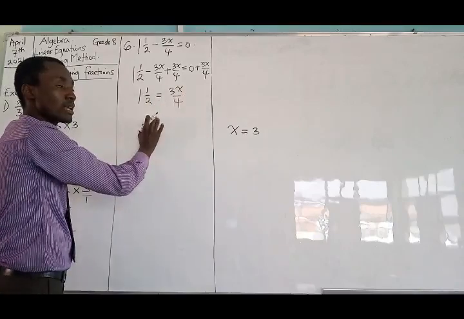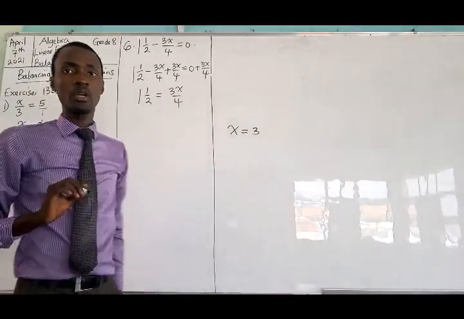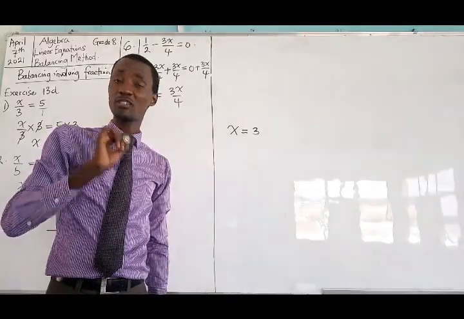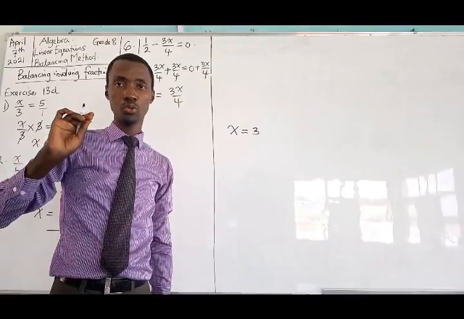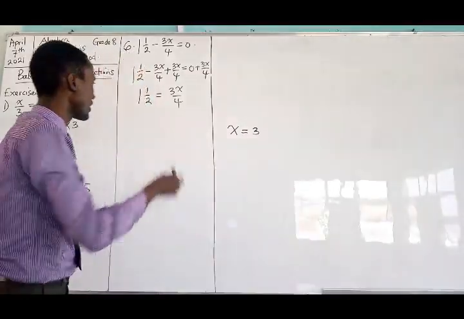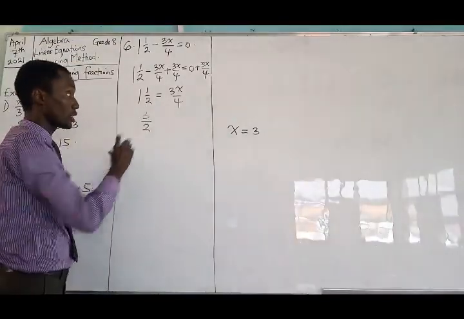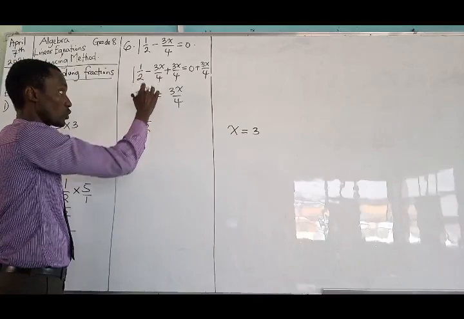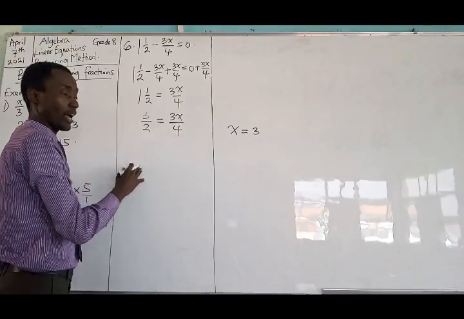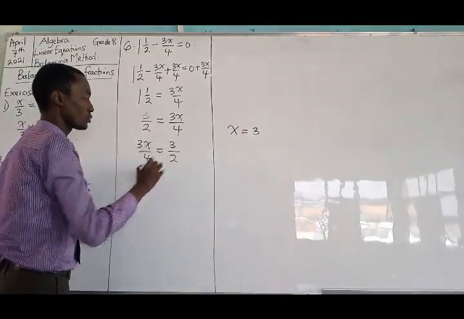But before you do that, I would advise you to change this to what? Improper fraction. The general practice in maths is to multiply and divide in the improper mode. We multiply and we divide numbers in the improper mode. So the next thing you do is to convert this to improper fraction, which will be 3 over 2. This times this plus this over this equal to 3x over 4. And this will give us 3x over 4 equal to 3 over 2.